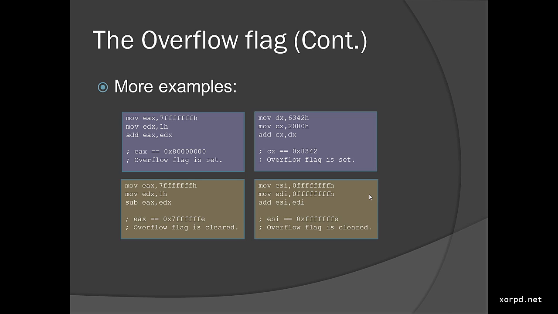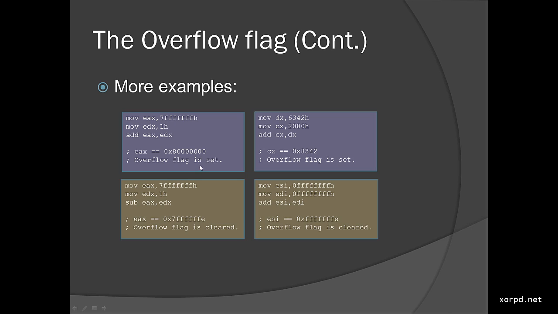So just as a summary for those examples, whenever the result is not reasonable, the overflow flag is set. Whenever the result is reasonable, the overflow flag is cleared. Let's just remind ourselves what we have seen inside those examples. Here we have positive plus positive equals negative. That's why the overflow flag is set.